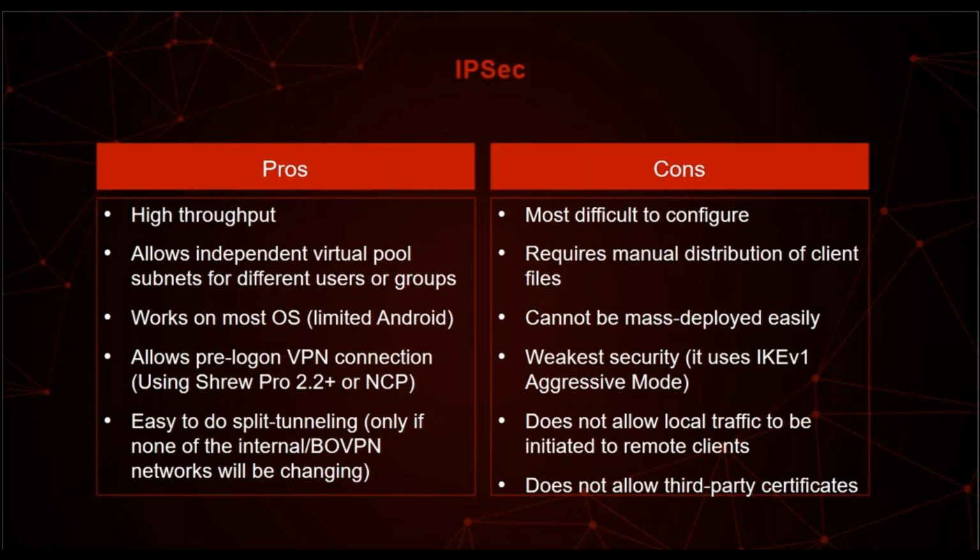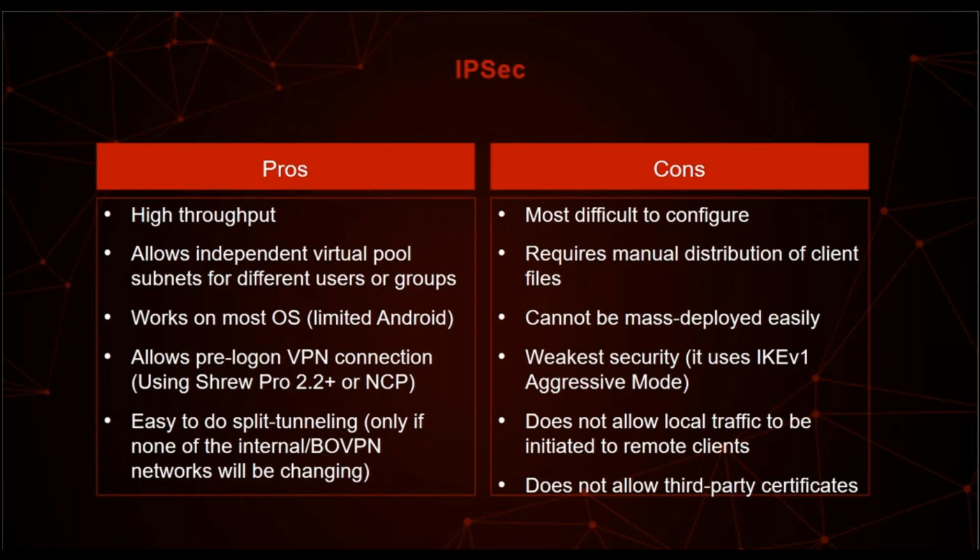This is another thing that some of the enterprises are looking for: they want the pre-login with a Windows machine, so that whenever they log in using their username and password for Active Directory, that also starts the connection through the VPN. But that's available through the Shrew Soft 2.2 or higher, or most of the time through the NCP, which is mainly a client that you have to pay for when it comes to licensing. It's easy to do split tunneling. Sometimes it could be affected if you have internal branch office VPN networking that's changing all the time.